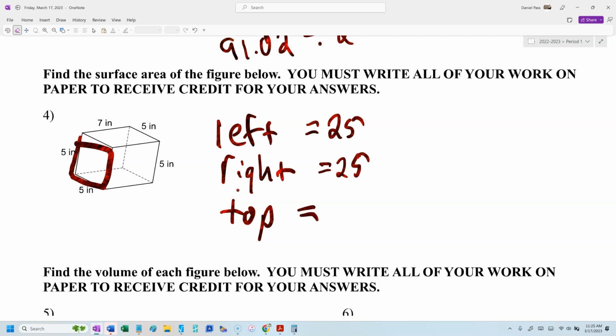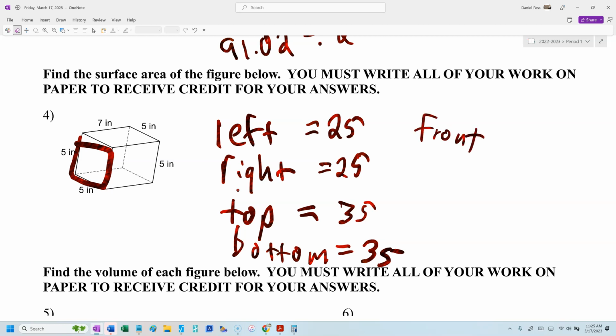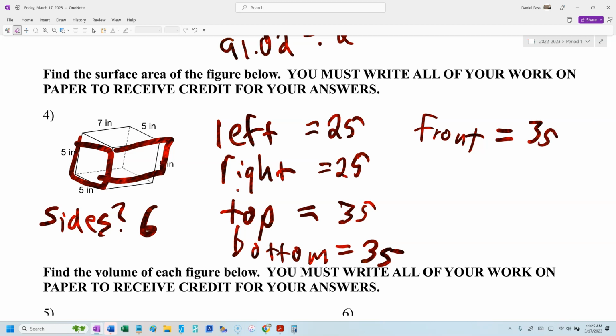So top is 7 times 5, 35. Bottom is 7 times 5, 35. And then, so we did top, bottom, we did left, right. Now we'll do front and back. Oh yeah, I always forget to do this because for me, I don't think about it, but we should write this down. Sides, 6. So any box you get from Amazon, anywhere else, any boxes are going to have 6 sides. Front is going to be, again, 7 times 5, so 35, and the back is 35.